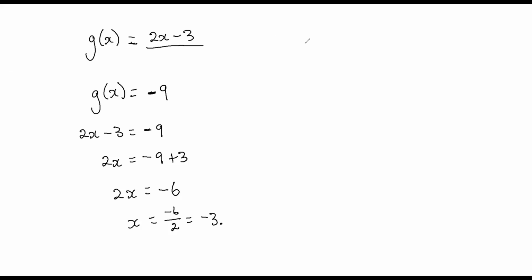Let's take it a step further. Let's go. h of x is 4 minus 2 over x. And now let's work this one out. So let us say I told you that h of x was equal to 6.